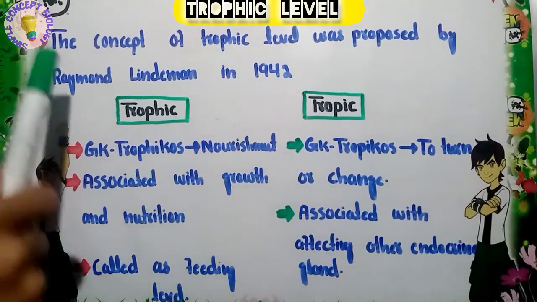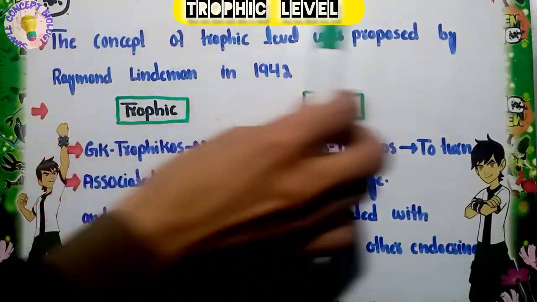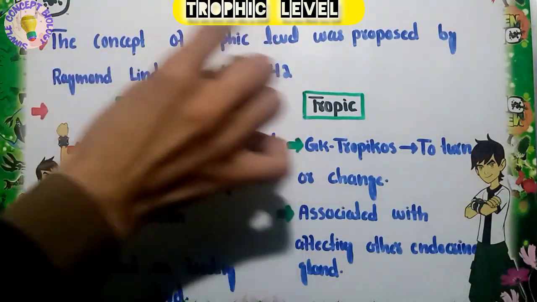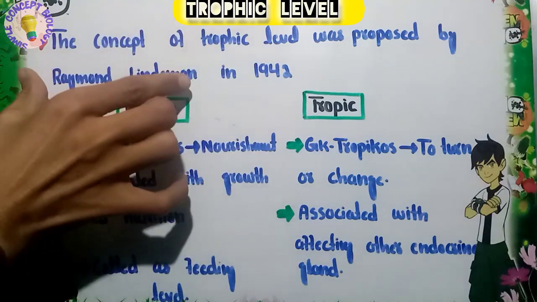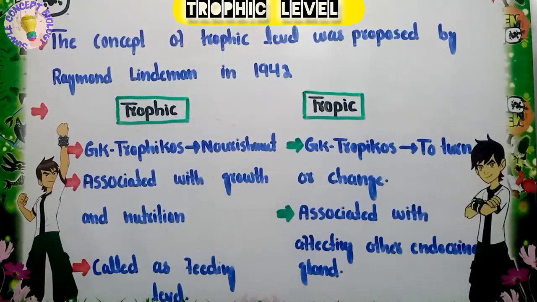The concept of the trophic level was proposed by Lindeman in 1942. So this is about the concept that was proposed by this scientist in 1942.